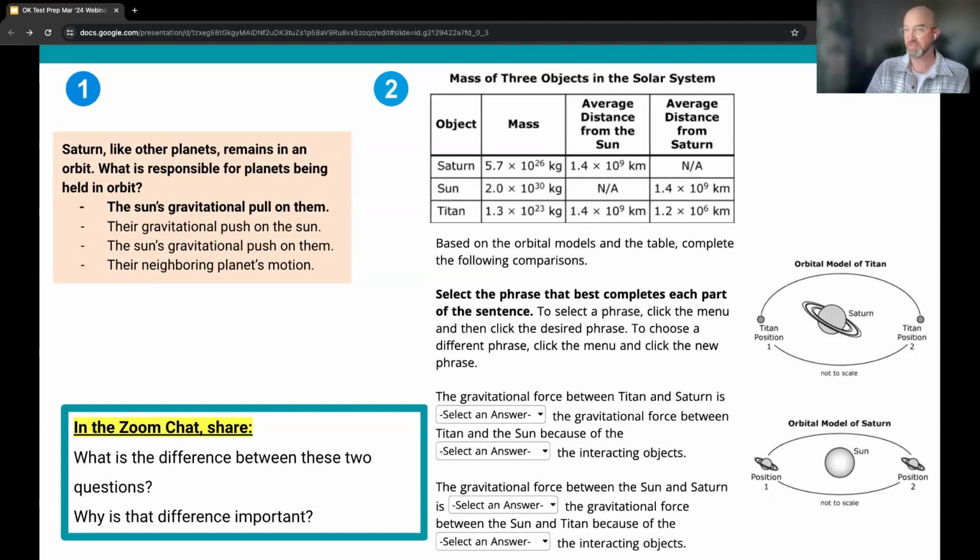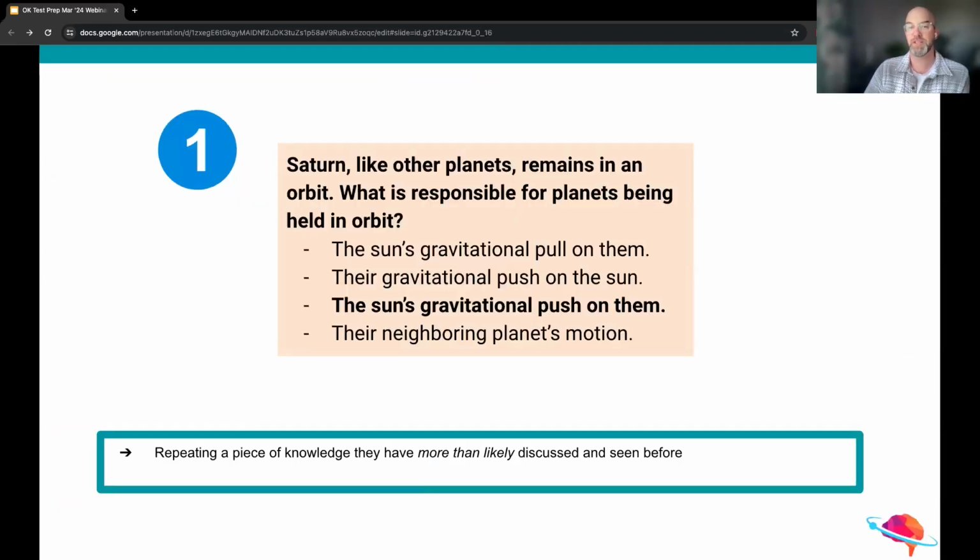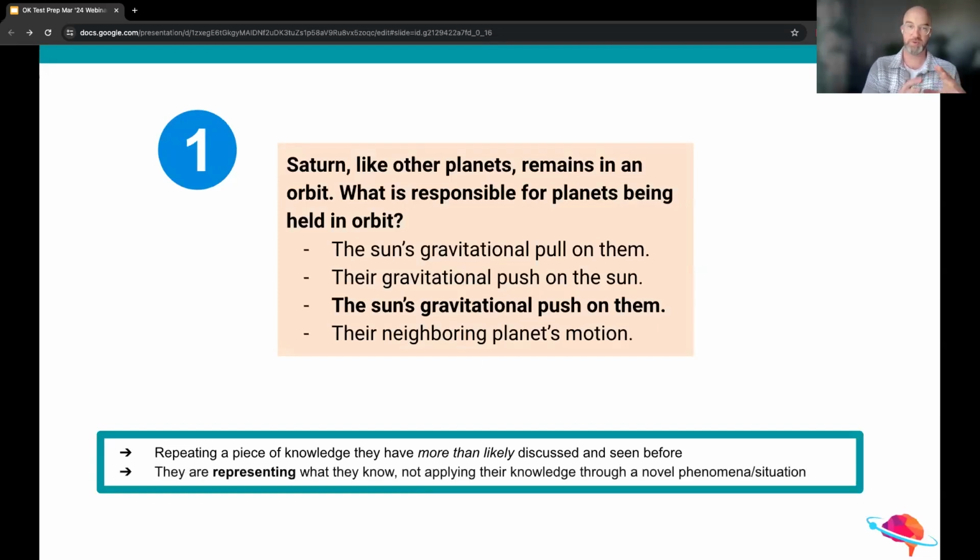That first question is where students are repeating a piece of knowledge they've more than likely discussed and seen before. So oftentimes we'll find questions like this where students are just representing what they know, but not applying their knowledge through a novel phenomenon or situation. The tricky part about questions like these is that oftentimes we'll find them with data sets and diagrams and models and maybe a whole bunch of text surrounding them. But the question itself is a simple memorization question. So this question is something that just shows what students know. It doesn't show our ability to take that thing and apply it to something new.